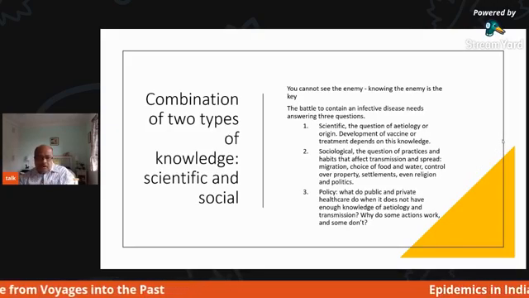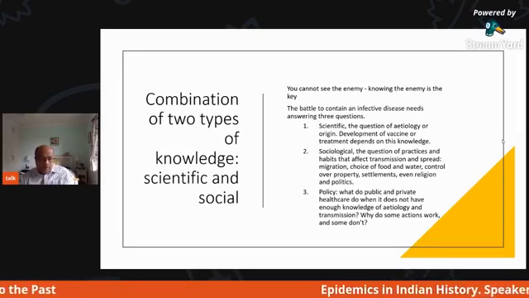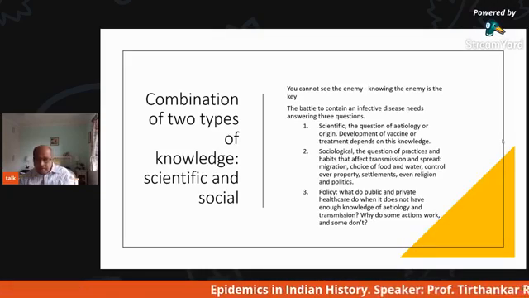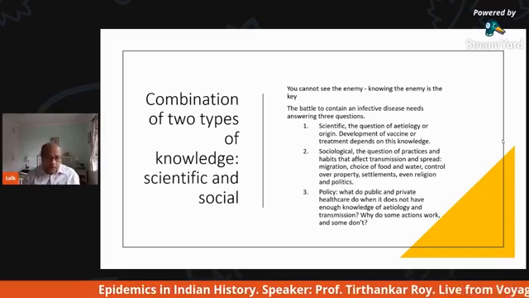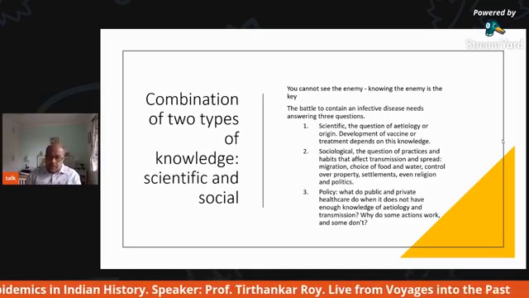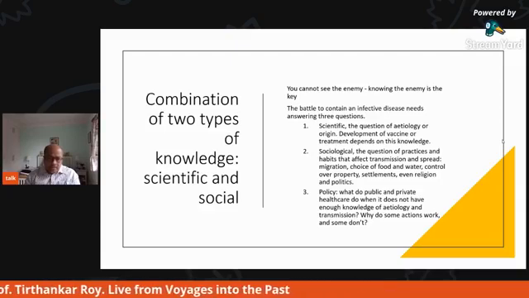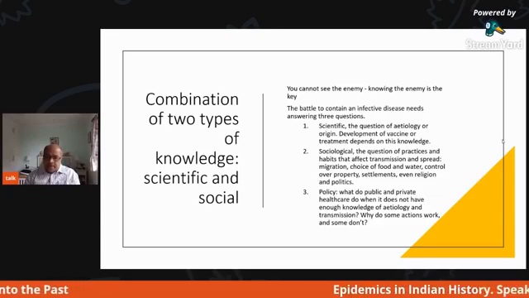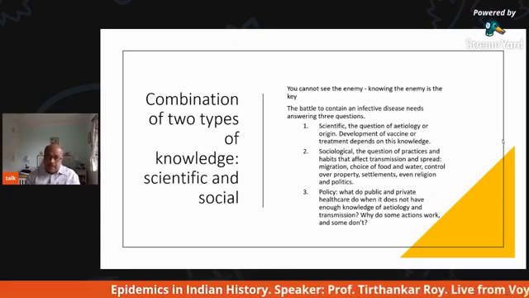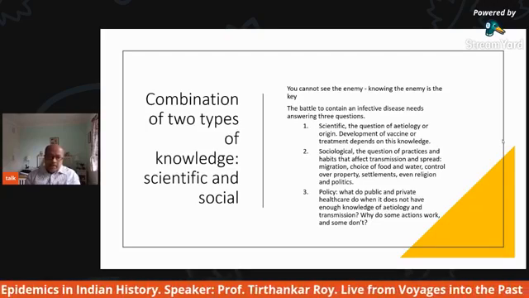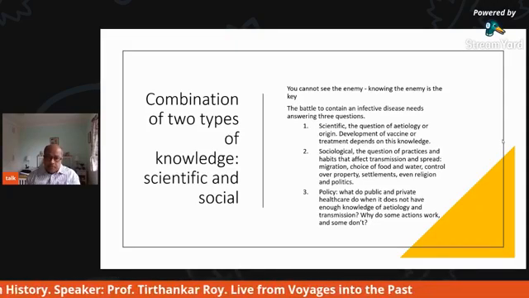Now, the third question is, what do you do when you have this knowledge? And of course, public health depends on implementing the knowledge for the greater benefit of society. Public health is a relatively recent institution. It's that part of the health system which implements policy or implements understanding. Now, the understanding is based on answering questions one and two.